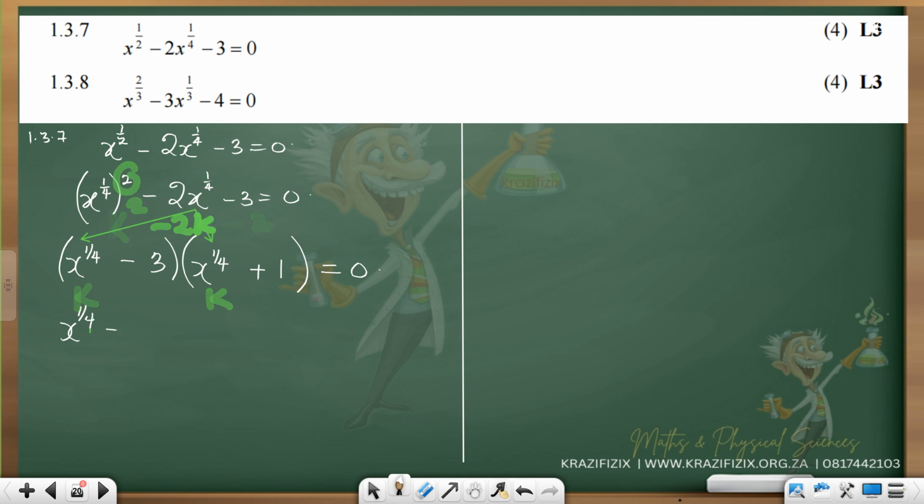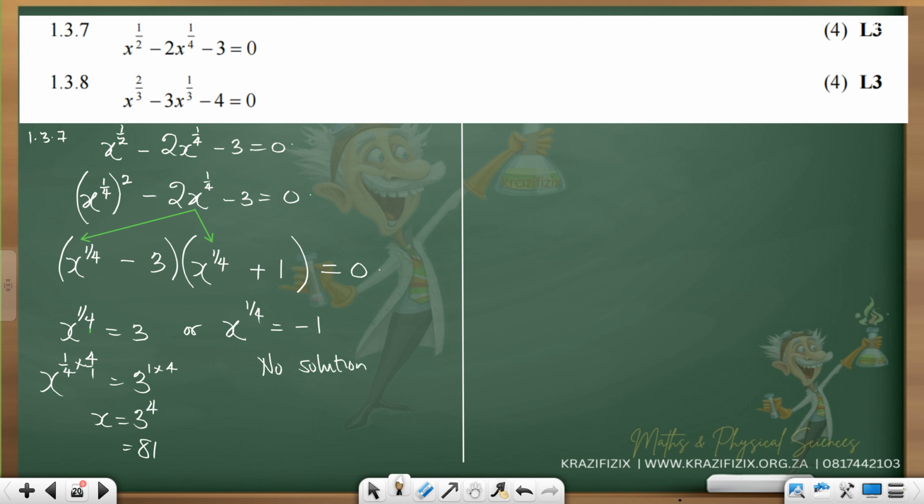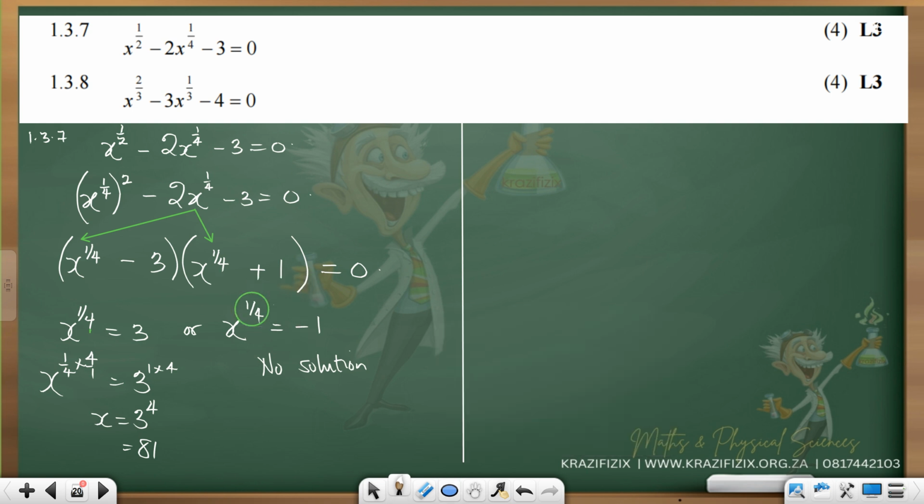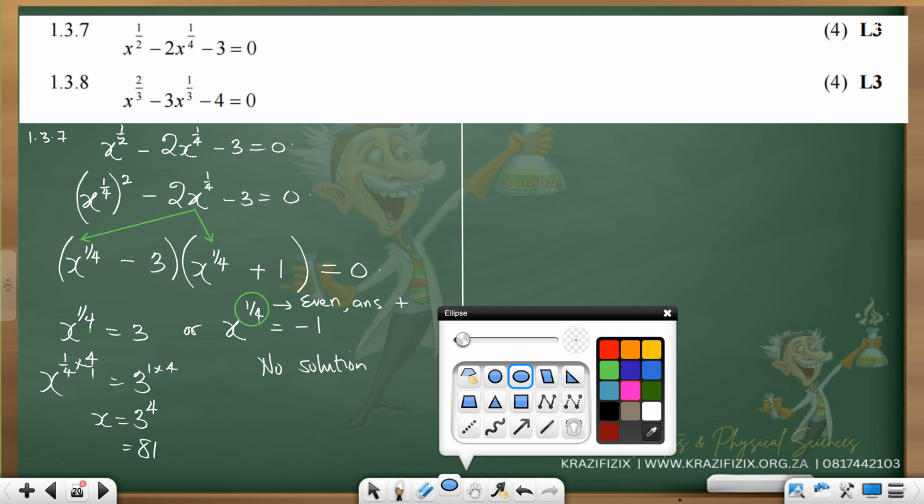So what do we have? x to the power 1 over 4 equals 3, or x to the power 1 over 4 equals negative 1. Here, what are we going to get? We multiply this by 4, so x equals 3 to the power 4. And here, no solution. Why no solution again? That is even. If it is even, our answer must be a positive.